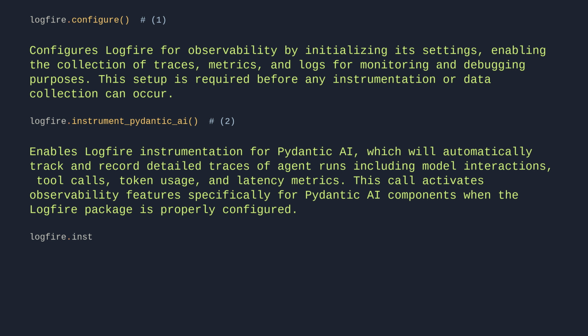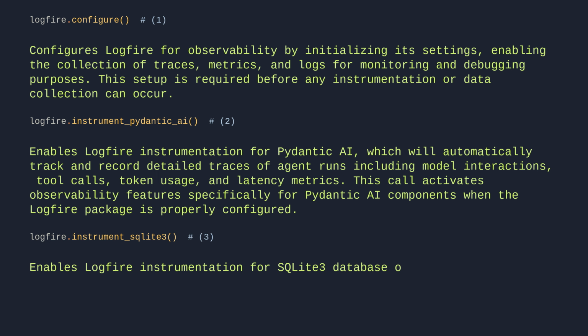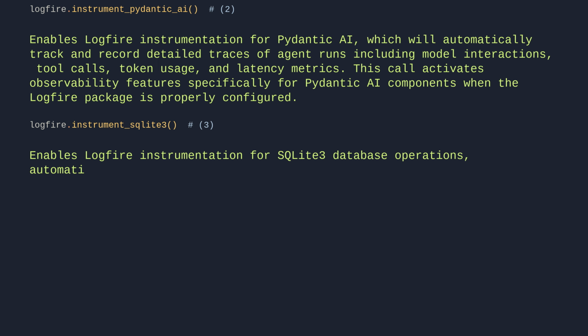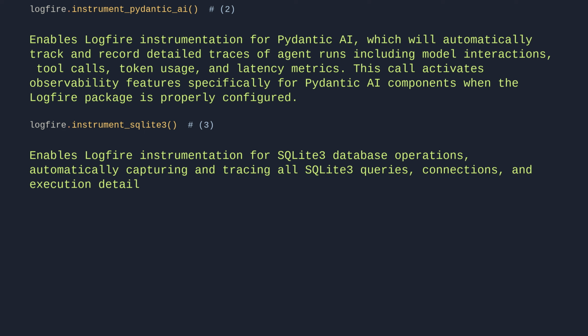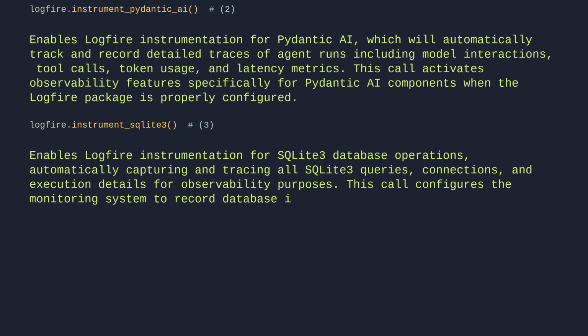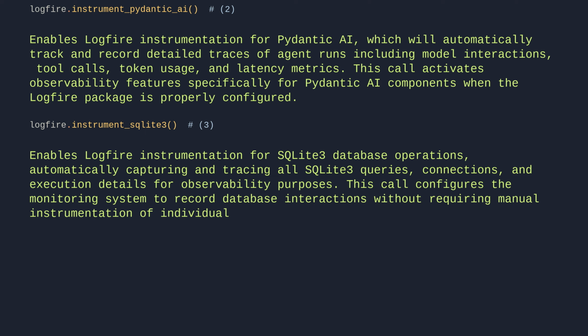logfire.instrument_sqlite3() #3. Enables Logfire instrumentation for SQLite3 database operations, automatically capturing and tracing all SQLite3 queries, connections, and execution details for observability purposes. This call configures the monitoring system to record database interactions without requiring manual instrumentation of individual queries.